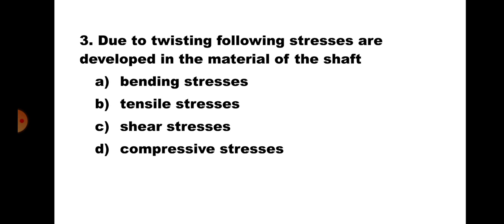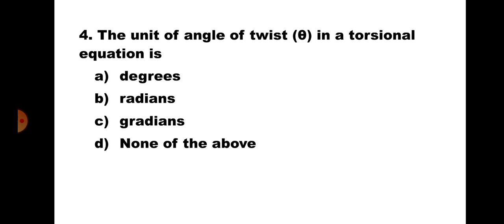Question number 3. Due to twisting, the following stresses are developed in the material of the shaft. A. Bending stresses, B. Tensile stresses, C. Shear stresses and D. Compressive stresses. Whenever a shaft rotates, every point in the material of the shaft will get twisted, and due to twisting, shear stresses are induced in it. Hence, the correct answer of this question is C. Shear stresses.